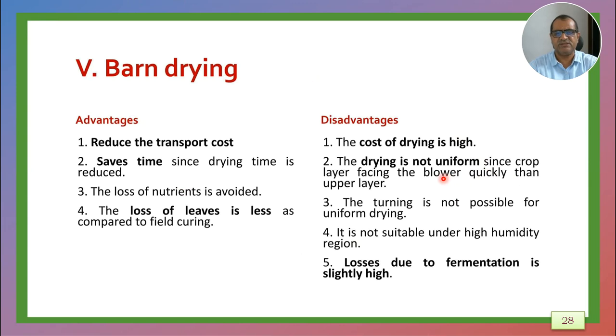When coming to the disadvantages, the cost of drying is very high. Then the drying is not uniform, since the lower crop layer dries quickly compared to the upper layer, whereas turning is not possible for uniform drying. Sometimes it is not suitable under high humidity regions, and losses due to fermentation are slightly high when compared to the other methods.